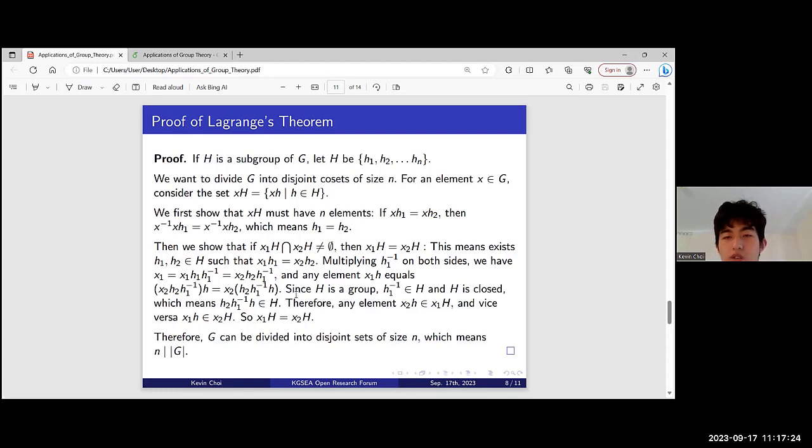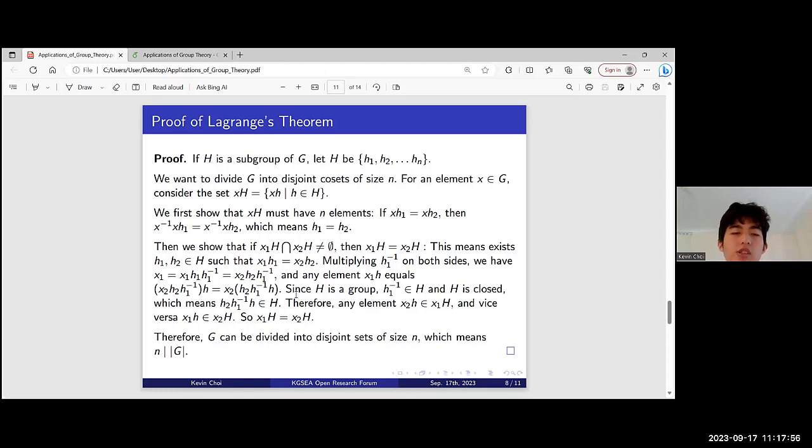And since H is a group, h1 inverse is also in the subgroup H, and H is closed. So h2 h1 inverse is also in H as well. Therefore, any element of x2H is in x1H and vice versa. So this makes x1H equal to x2H.